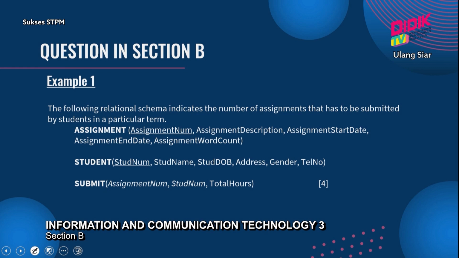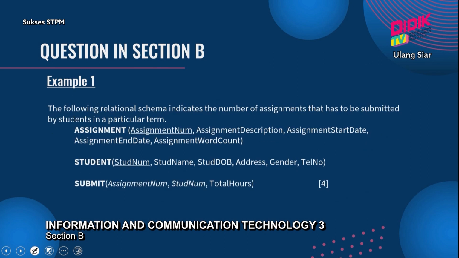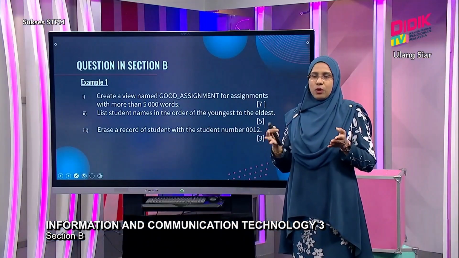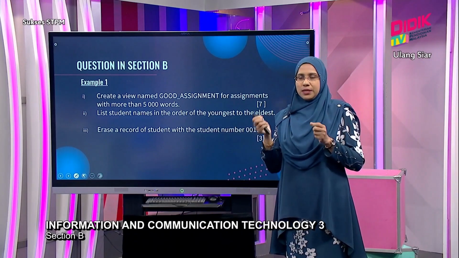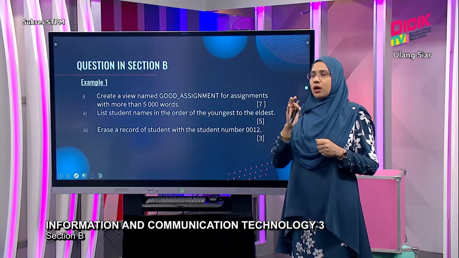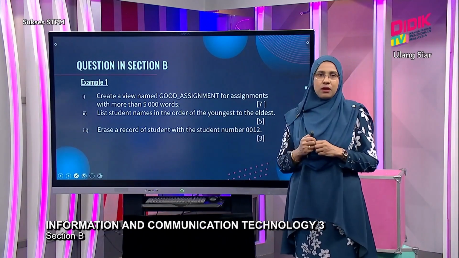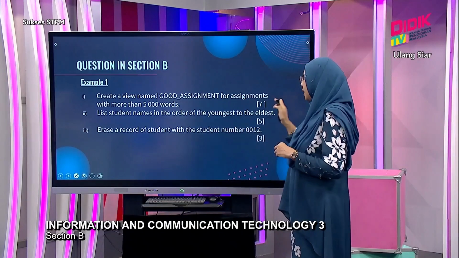So this is the question. They are asking, from this situation given, to create a view named good assignment for assignments with more than 500 words. So what they actually want is for you to create a view, and the name of the view is good assignment. And what is the condition? The condition is the word count must be more than 500 words. 7 marks given, a lot. So make sure you write in correct syntax to get all 7 marks.